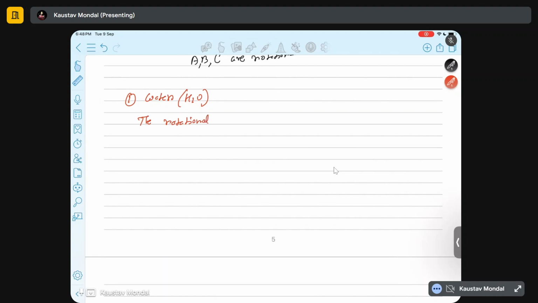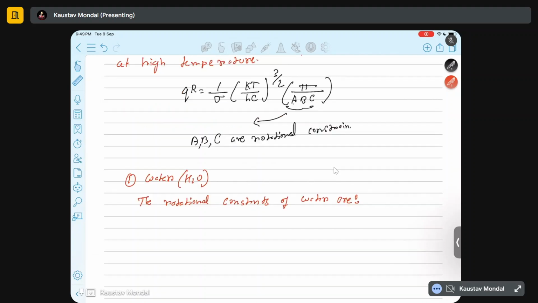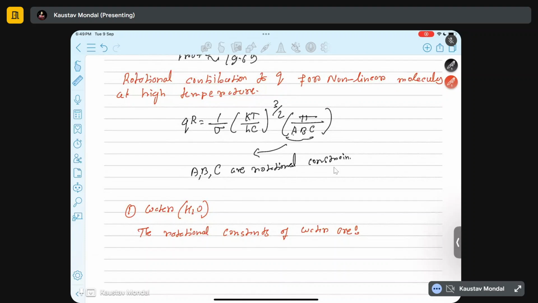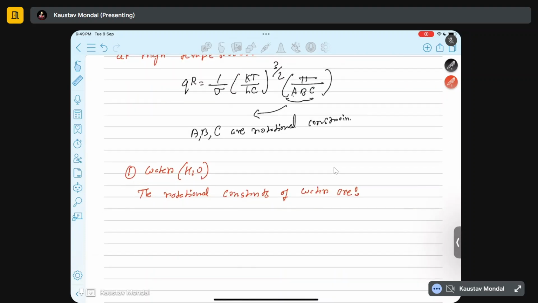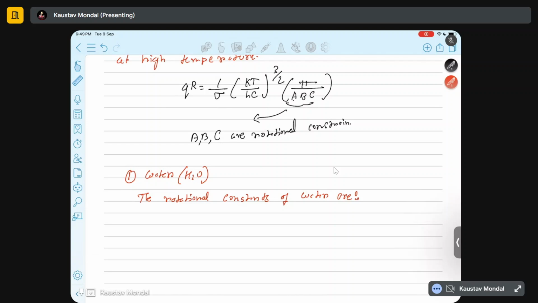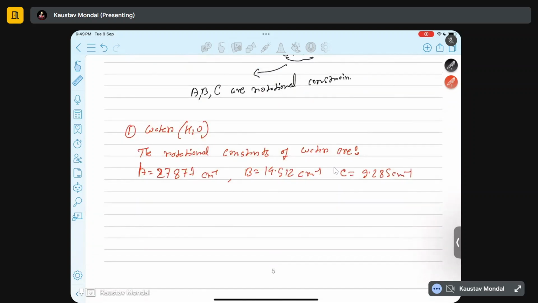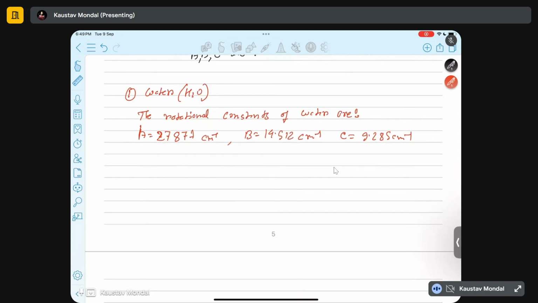The rotational constants of water are A equal to 27.877 centimeter inverse, B equal to 14.512 centimeter inverse, and C equal to 9.485 centimeter inverse. So we got the values of A, B and C.